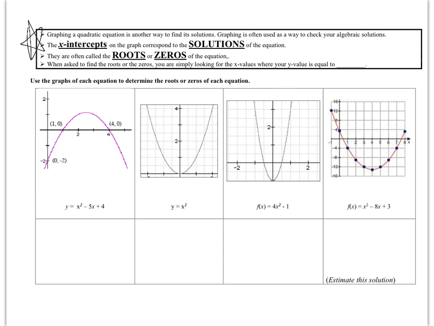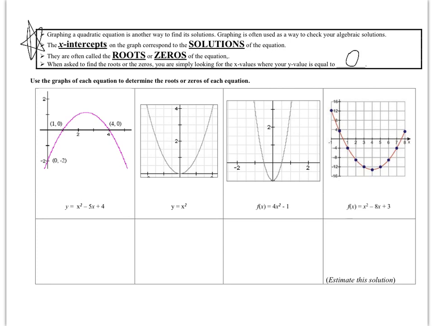So all of the equations you solved before by factoring or with the quadratic formula, if you set those equations equal to 0 and then go to your graphing calculator and go into y equals, you'll see that the solutions you got are actually your x-intercepts. So super helpful. The x-intercepts on the graph correspond to the solutions of the equation, which I just said. They are often called roots or zeros of an equation. So when asked to find the roots or zeros, you are simply looking for the x values where your y value is equal to what? 0. 0 is what goes there.